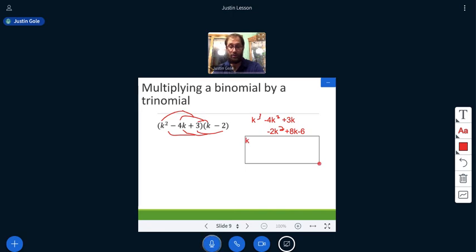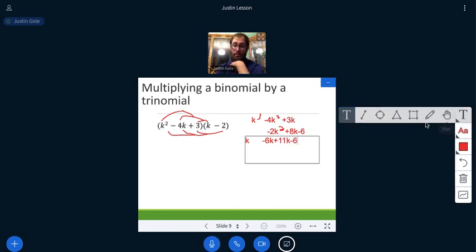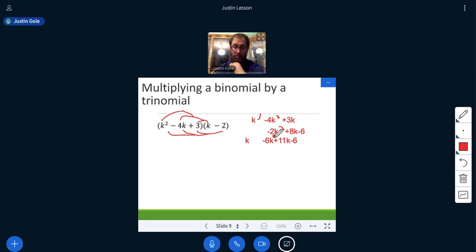k to the third we still have. Minus 6k squared, plus 11k, minus 6. So our final answer here is k to the third minus 6k squared plus 11k minus 6.